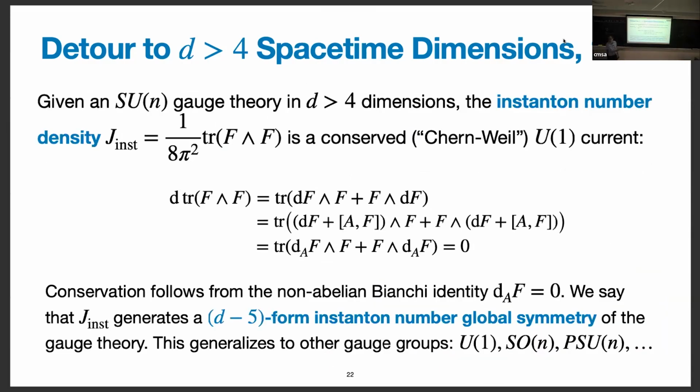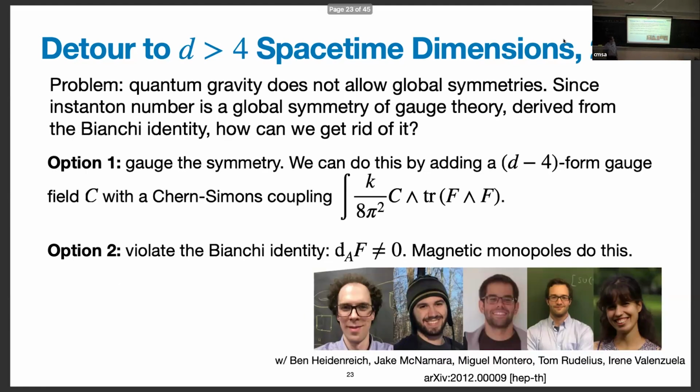The other option is to say, well, something was wrong with this argument that this was a symmetry, that the current is conserved. But what could go wrong? This was a very general argument. It only depended on the Bianchi identity. But the Bianchi identity can be broken. It can be broken in theories that have magnetic monopoles. And so that's one way that you can break the symmetry, is to say magnetic monopoles exist, break the Bianchi identity. This thing is not a symmetry anymore.